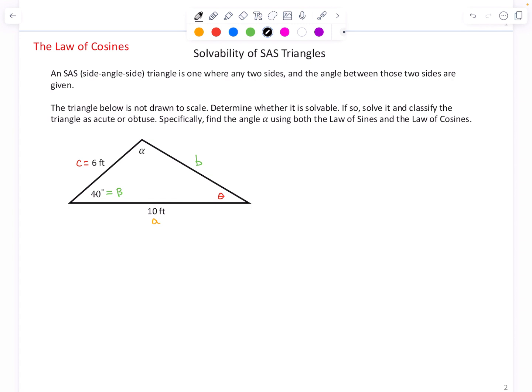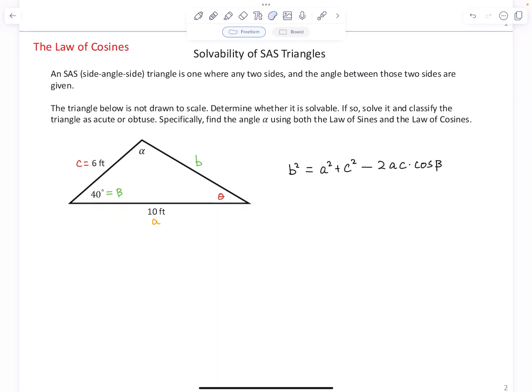Let's use it first to find the missing side. So I'm going to grab the version of the law of cosines that has b squared isolated, and then begin substituting. We don't know b, so we have b squared is equal to. We do know a is 10, so 10 squared would be 100. We know c, which is 6, so c squared is 36. And then we do 2 times a times c, so 2 times 10 times 6.